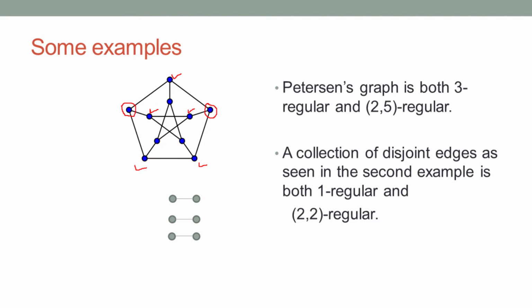So let's look at Petersen's graph again. We said that Petersen's graph is 3-regular. We now claim that it's also 2,5-regular. Since we're saying 2,5, in particular since we're saying 2, we mean if we take any independent pair, then they are collectively adjacent to exactly 5.